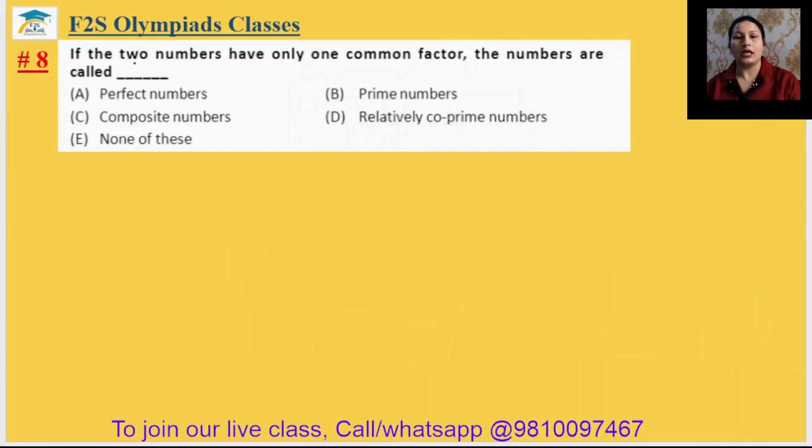Question number 8. If two numbers have only one common factor, the numbers are called, if there is only one common factor, that is 1. So this is known as co-prime numbers, relatively co-prime numbers. The eighth answer is option D.